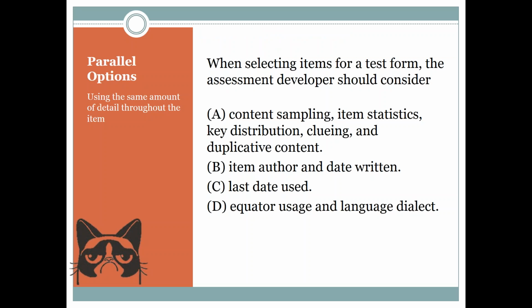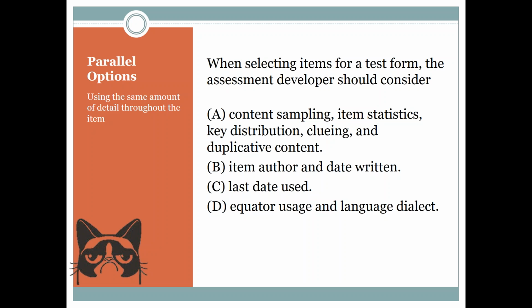So the first one we are going to look at is parallel options, which is using the same amount of detail throughout the item. So if you were to look at this item here on an examination, if you don't know any of this information or you've never studied this subject matter, you could probably assume that your key here is most likely going to be A.